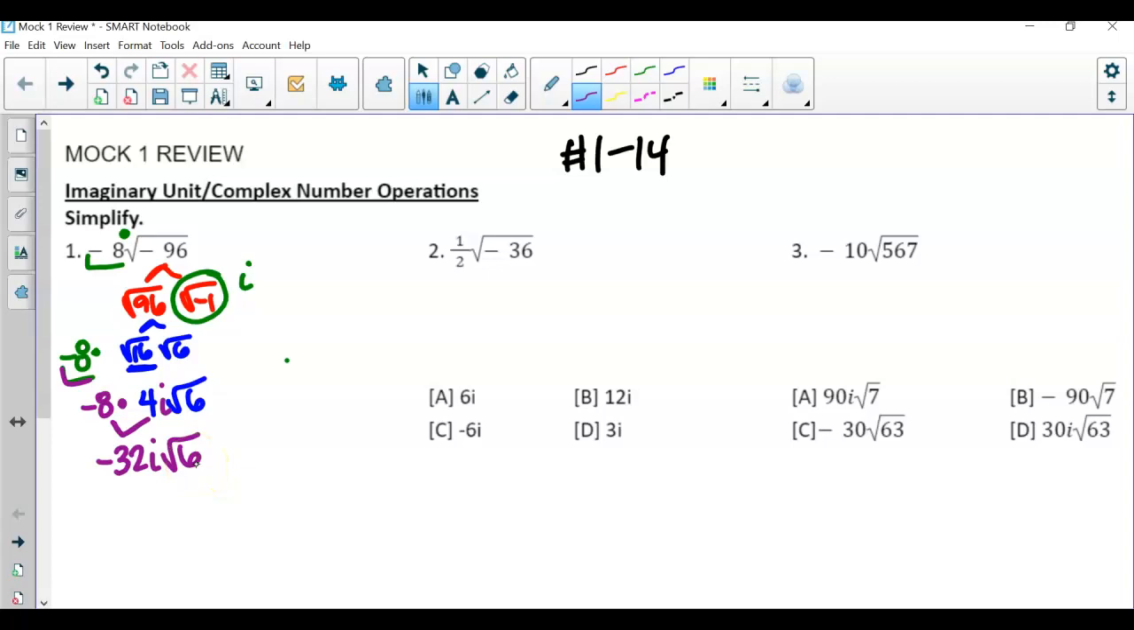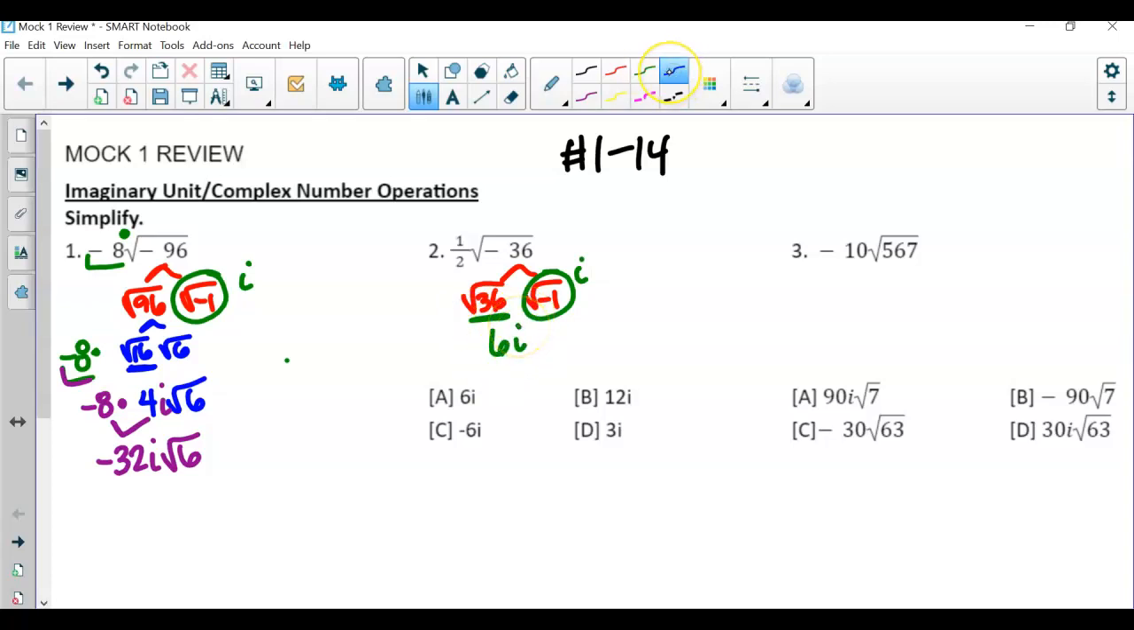But number 2, notice how this is a perfect square, the square root of negative 36. However, it's negative, so I'm going to break it apart: 36 times negative 1. So again, notice how we do need I in our answer. The square root of 36 is just 6, so 6I.